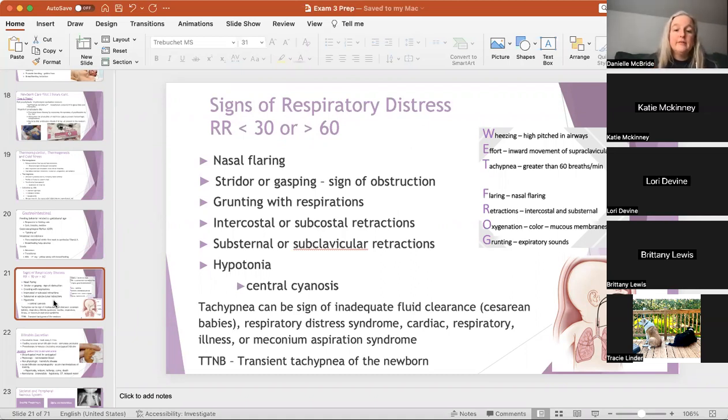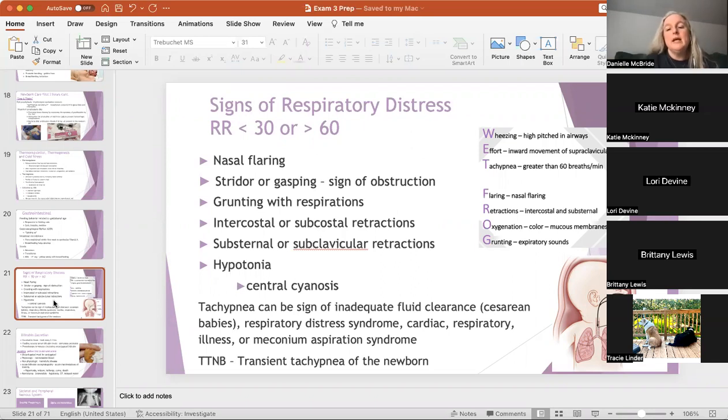I hear you said I already said the signs of respiratory distress. Yep, you sure did. Nasal flaring, grunting, the intercostal retractions. Yep. And the seesaw breathing. Yep. The one we didn't talk about that we need to also consider is going to be tachypnea. What's tachypnea? Fast breathing. Okay. And how fast is fast? More than how many breaths? More than 60. Okay.